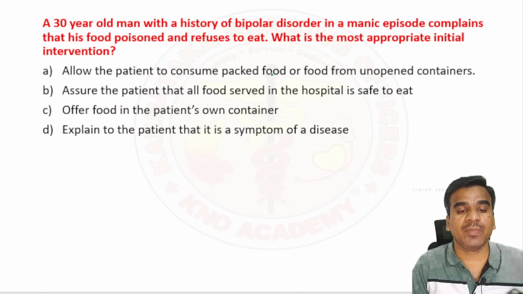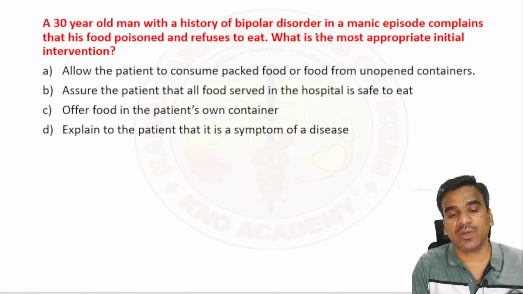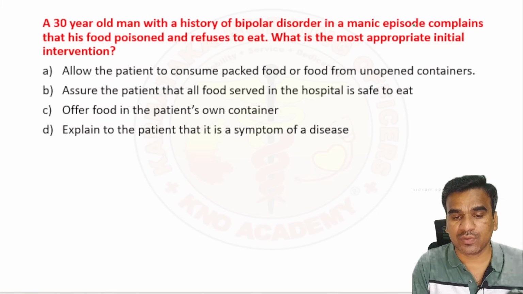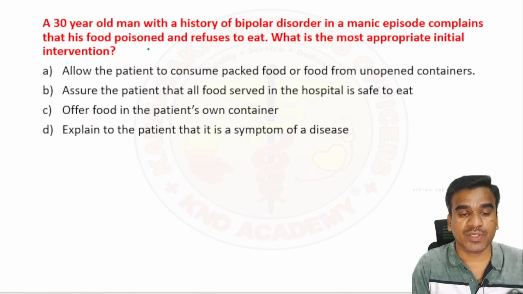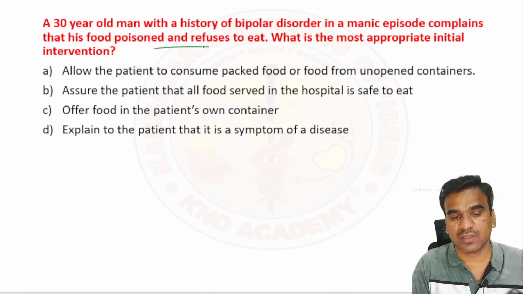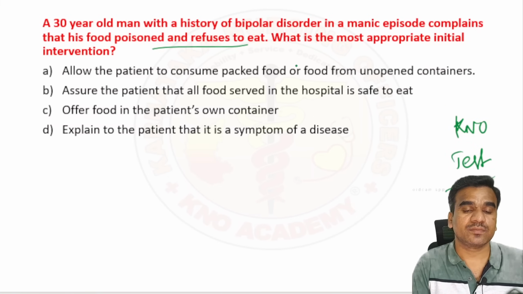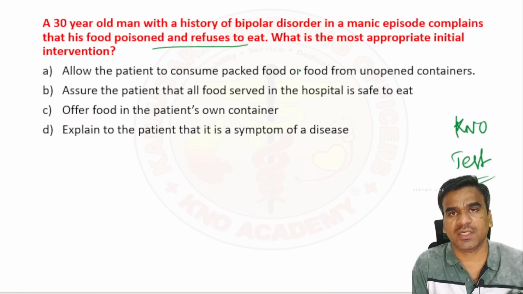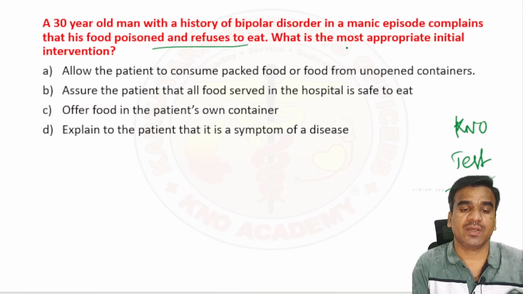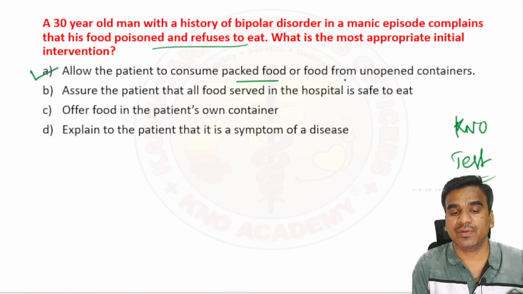A 30-year-old man with a history of bipolar disorder in a manic episode complains that his food is poisoned and refuses to eat. This question was also asked in the KNO test series. This is also a commonest and repeated question. What is the most appropriate initial intervention? The right answer is allow the patient to consume packed food, or food from unopened containers.